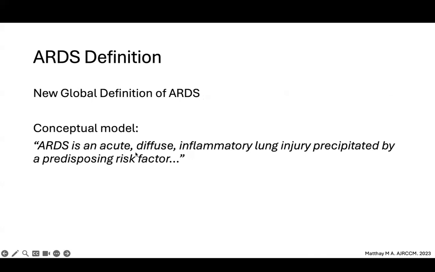So if we go on to, like I said, the conceptual model. The conceptual model was placed above the definition, and this is the very first line. It is like a one paragraph thing, but it says ARDS is an acute, diffuse inflammatory lung injury precipitated by a predisposing factor. This is all that I want you to remember.